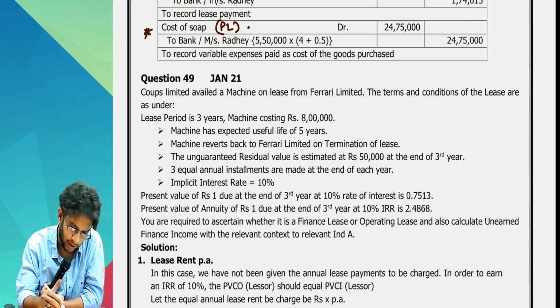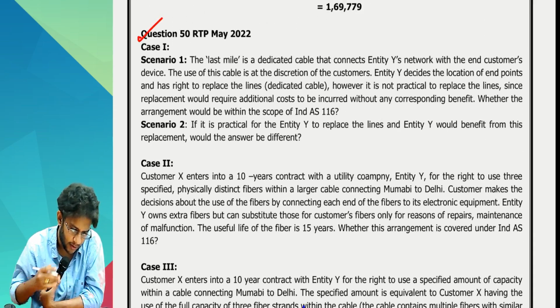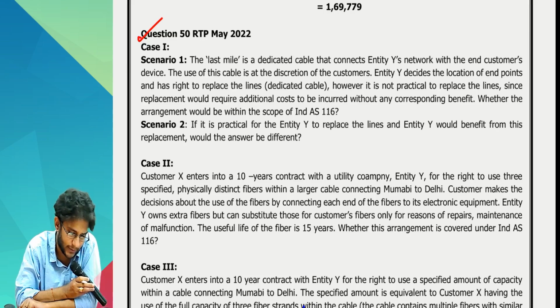So question number 49 we have already solved. It's a basic question on finance lease, and it's also there in CA Inter. Question number 50. Case 1, scenario 1. The last mile is a dedicated cable that connects entity Y's network with the end customer's device. The use of this cable is at the discretion of the customer.